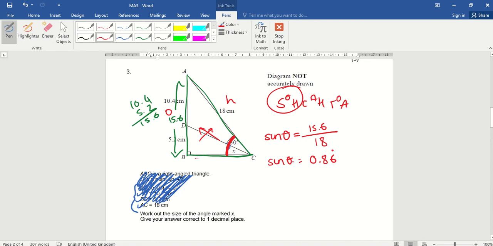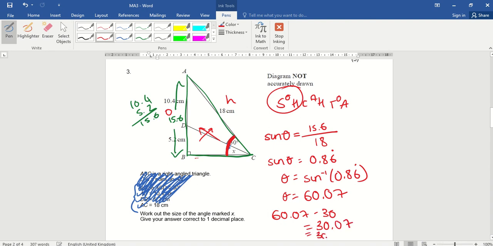Now to find the angle, use the inverse of sine. I'm going to have theta is equal to sine to the minus 1 of 0.86 recurring. And we get theta is 60.07. Okay, now remember that is the whole big angle. We don't want the big angle, we only want x. So to find x, we need to take away 30. 60.07 subtract 30 is 30.07. To one decimal place is 30.1.